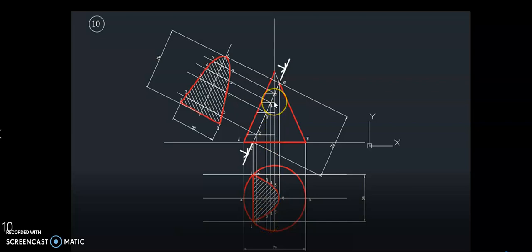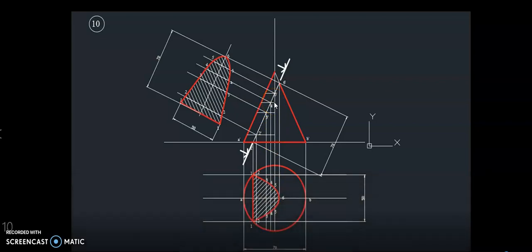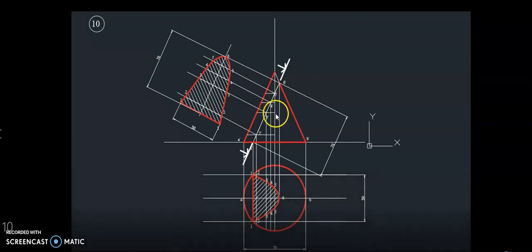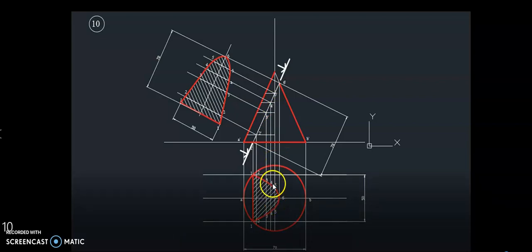Similarly for 4 dash, through 4 dash you draw a horizontal line from the axis to the outer generator. Take that radius, this is the center, and cut the projector coming from 4 dash. So 6 is always here on this generator. This is the top view of that generator, so just project from 6 to get this point. By a freehand sketch you draw this one.